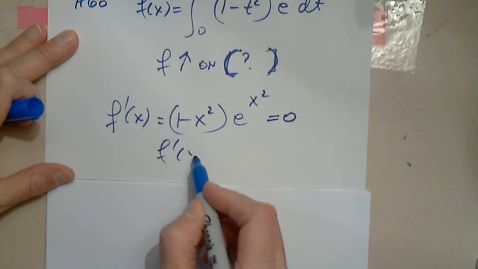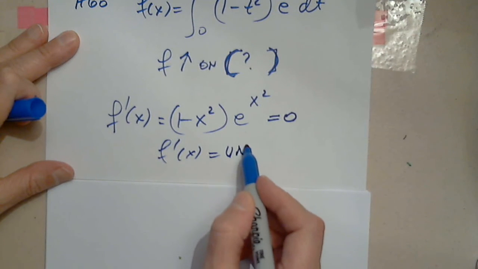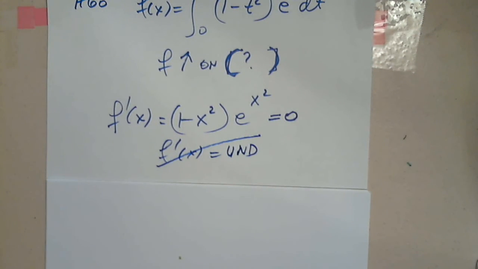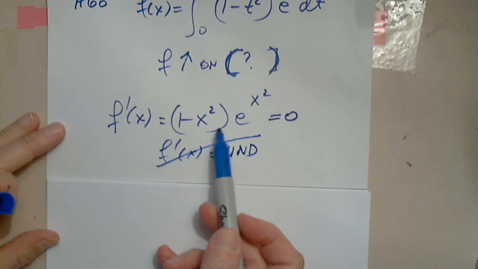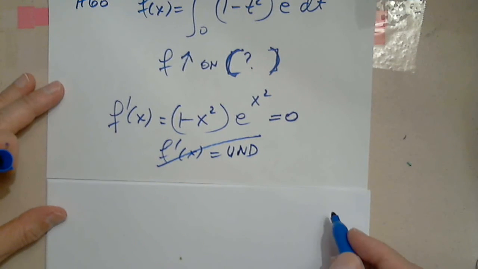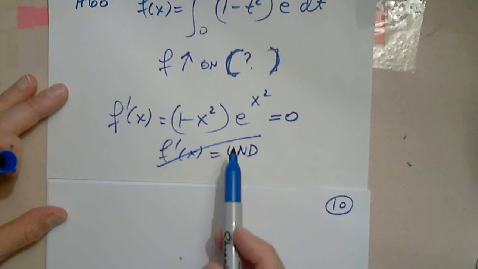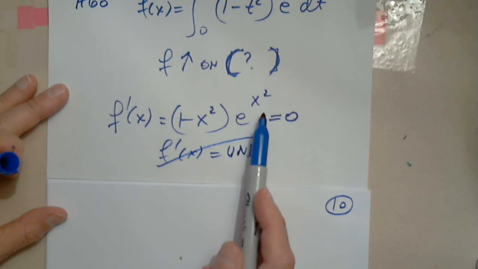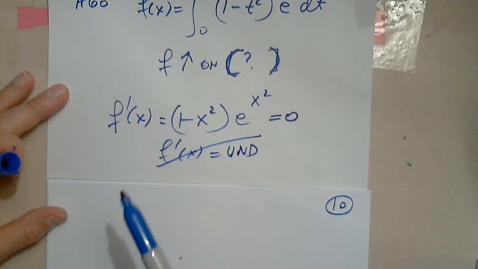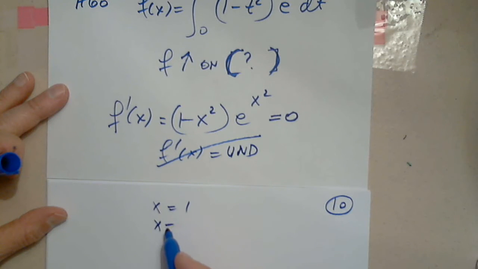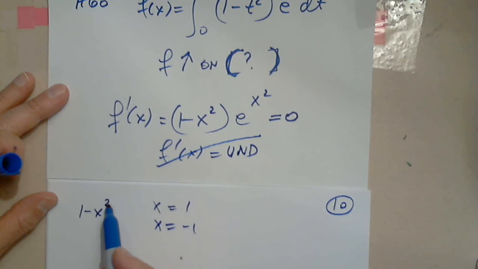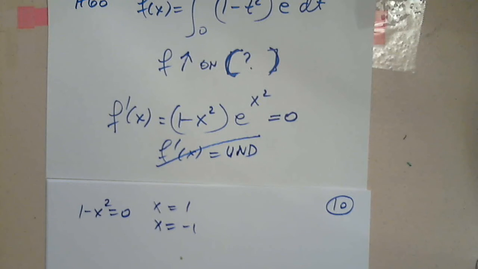F prime being undefined is not a source of critical numbers. The critical numbers will come from f prime being 0. This will never be 0. E to the x squared, never. So I can only get x equals 1 and x equals negative 1 when I set the only factor that can be 0 equal to 0.